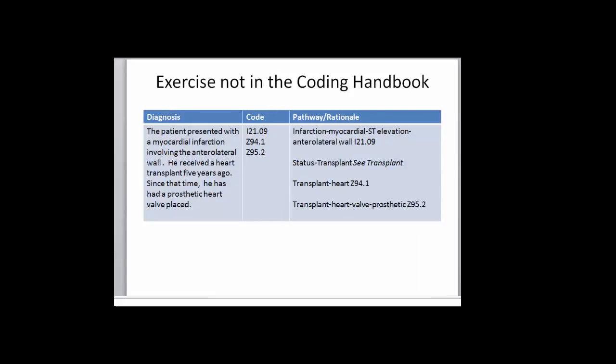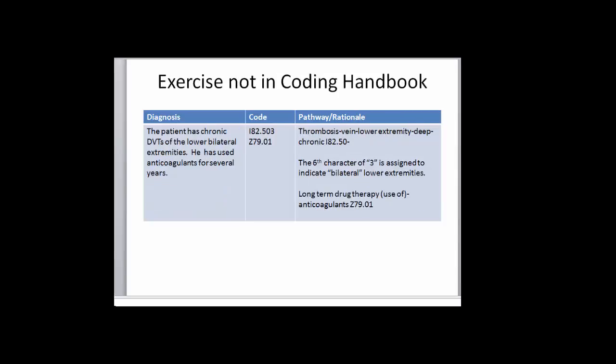Here I've included an exercise that's not in the coding handbook that deals with the status, the Z codes that are status codes, just to make you aware of using them occasionally and how you might use them. I included this exercise to be sure that you know to code the long-term use of an anticoagulant, just as you coded the long-term use of insulin when you were coding diabetes cases.